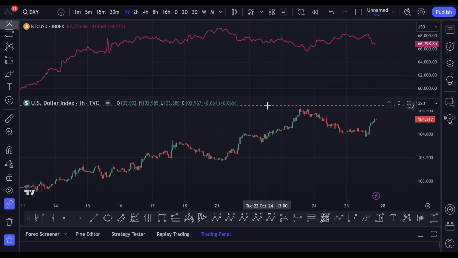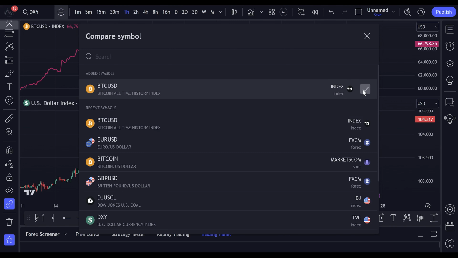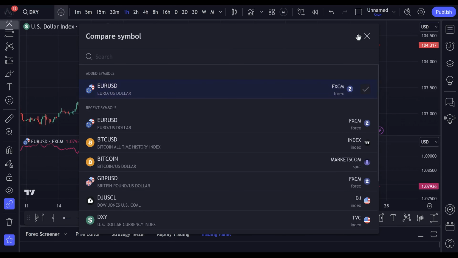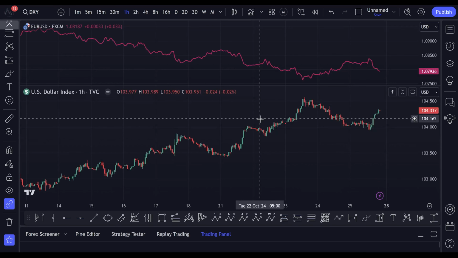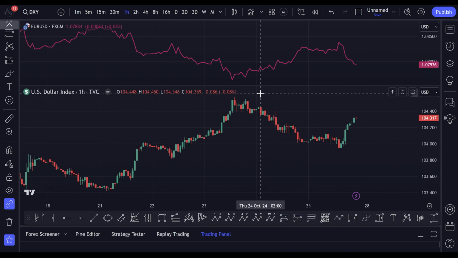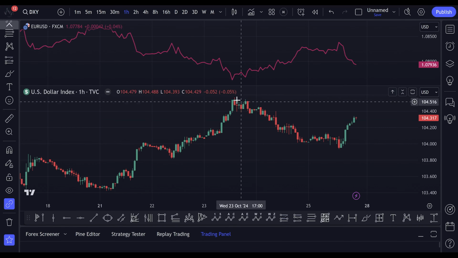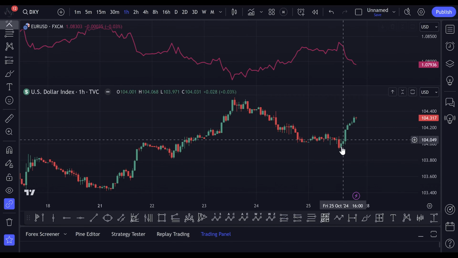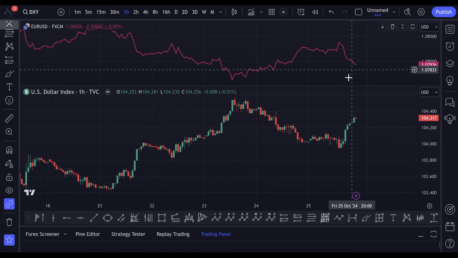However, when trading Forex, it's a different story. Like for example, let's say you're trading Euro USD. So I'll remove Bitcoin and I'll add Euro USD and I'll move it up. We can see that clearly right here, we have a nearly perfect negative correlation. When the DXY is moving down, here it's moving up. When it's moving up, it's moving down. Even for the small movements.